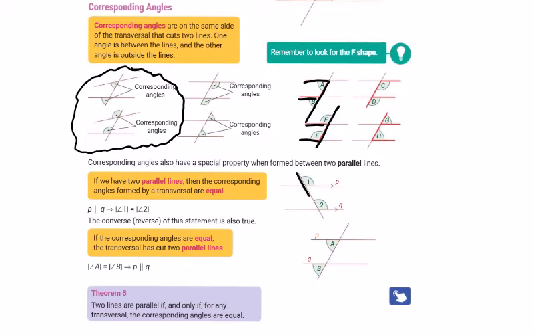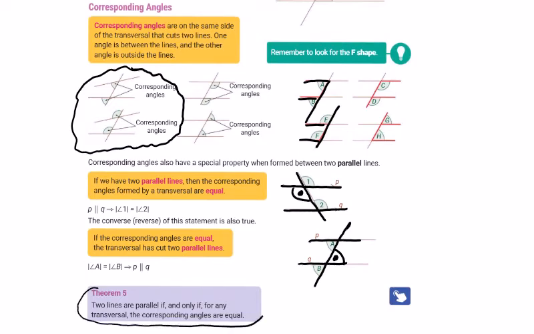Again, on the same side here, 1 and 2, they're corresponding to each other. A and B are on the same side down here, they're corresponding to each other. So alternate, opposite sides. So these two here, A and my dot here, will be my alternate. My two, this guy will be my alternate. And here we have a mention of theorem 5, no need for a proof. Two lines are parallel if, and only if, for any transversal, the corresponding angles are equal. And remember that corresponding are on the same side. So you may be asked to identify them.